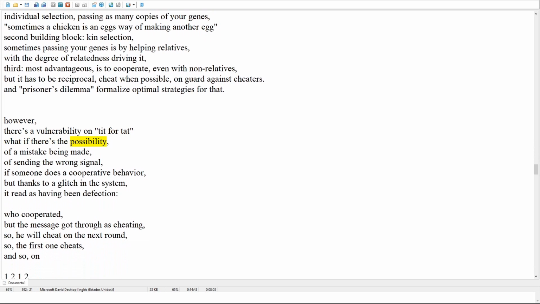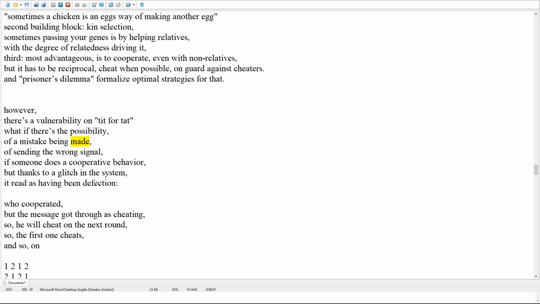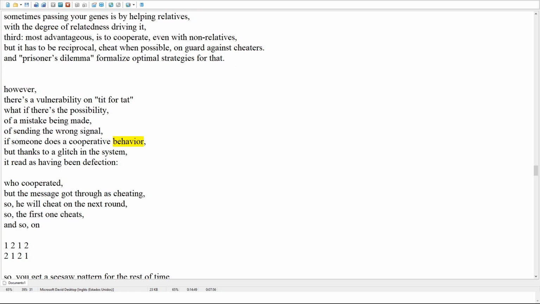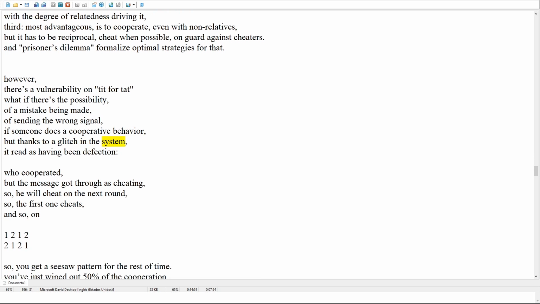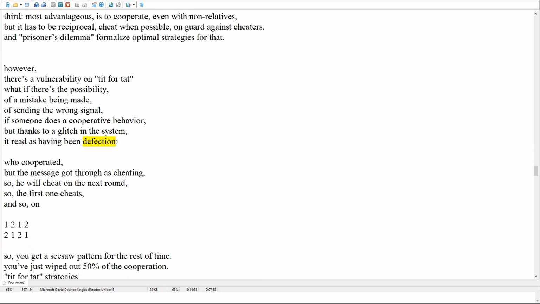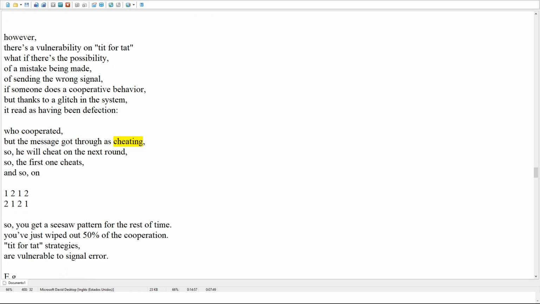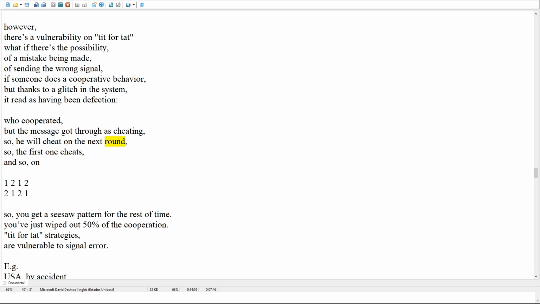What if there's the possibility of a mistake being made, of sending the wrong signal? Someone does a cooperative behavior, but thanks to a glitch in the system, it is read as defection. Who cooperated? But the message got through as cheating. So, he will cheat on the next round.